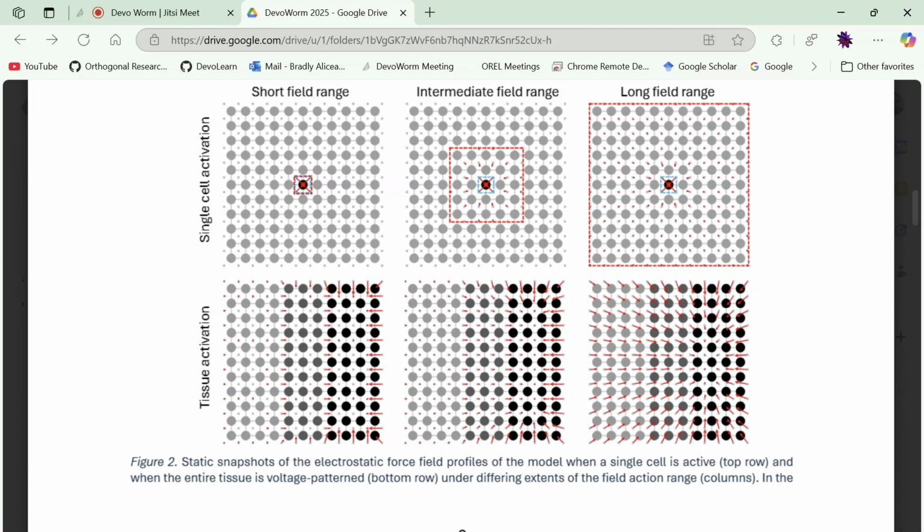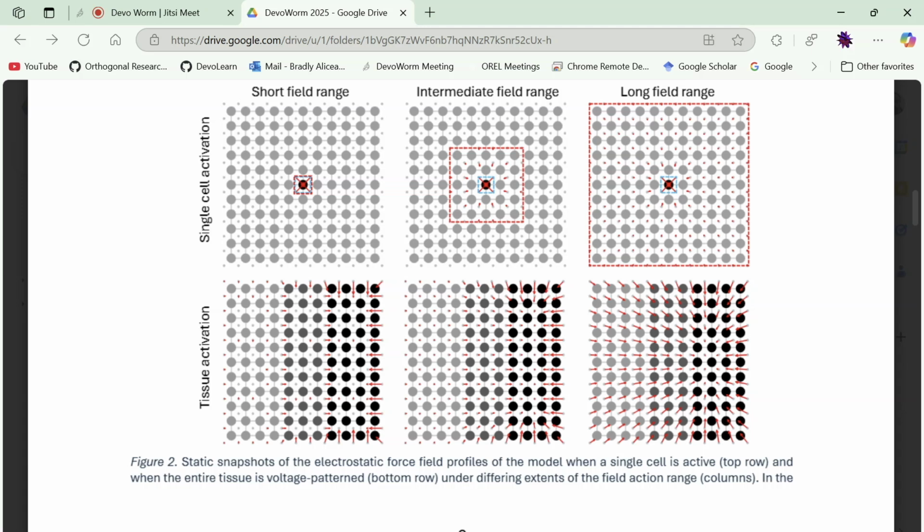So this is when the cell is active, top row, and then when the entire tissue is voltage patterned, bottom row. In the top 3 examples, we have single cell activation, where the single cell is active. And at the bottom, the entire tissue is voltage patterned, meaning that we have these different orientations in the field, and that leads to these spatial patterns.